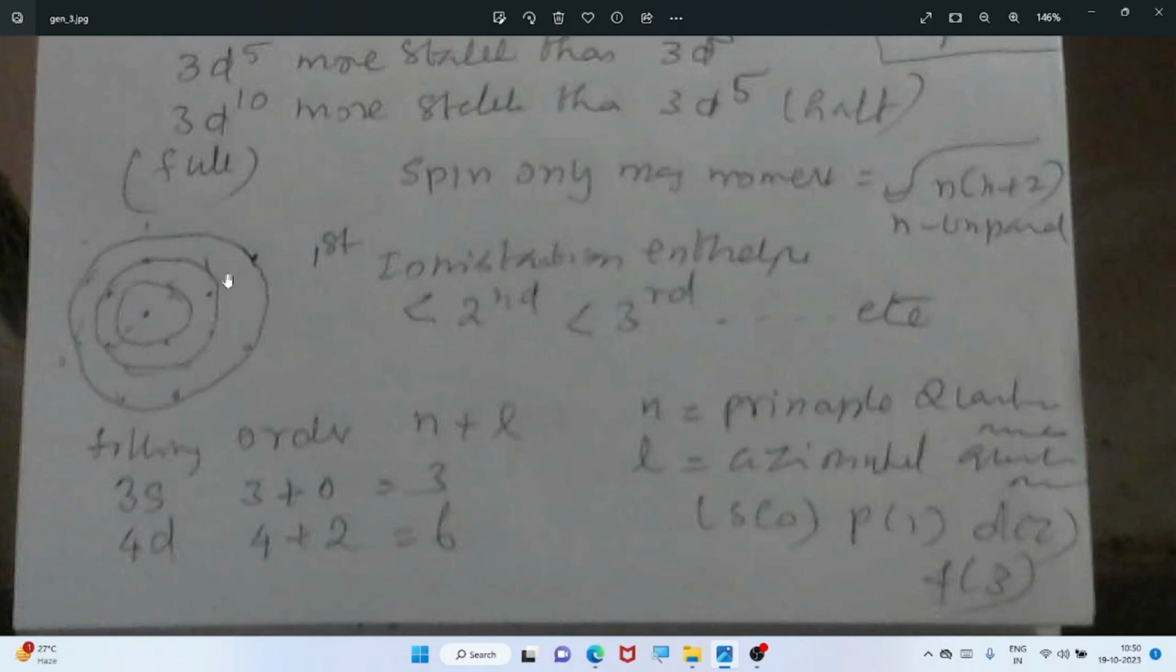If you take some element, this is a nucleus and this is the first orbit, second orbit. Whenever you make the ionization, the electron from the outermost orbit will come out first. That will have the less ionization enthalpy. If you are pulling an electron from here, that will be more because it is close to the nucleus. So always the first ionization enthalpy is less than the second, less than the third, etc., because the loosely bound electrons come out first.